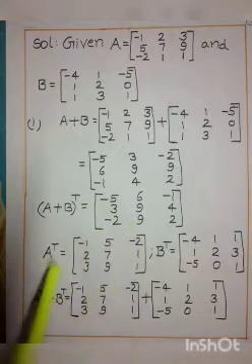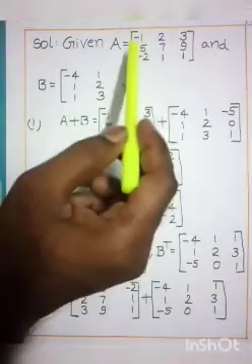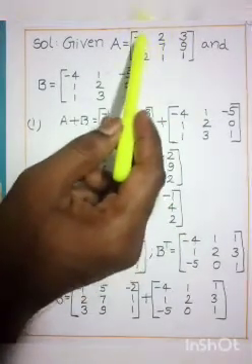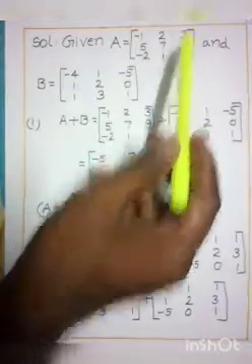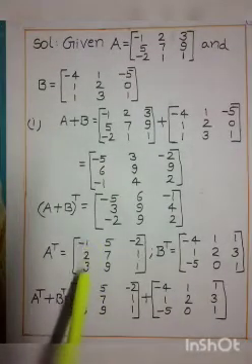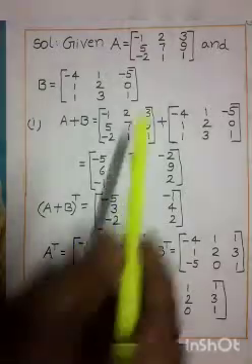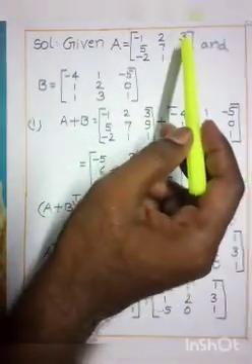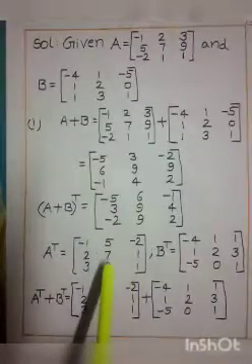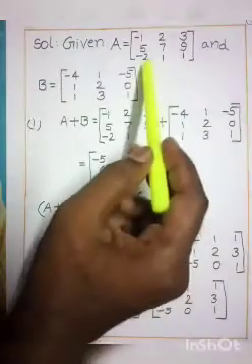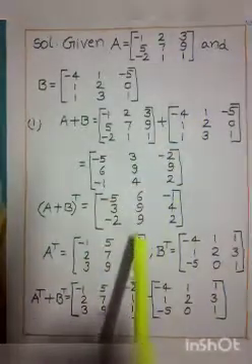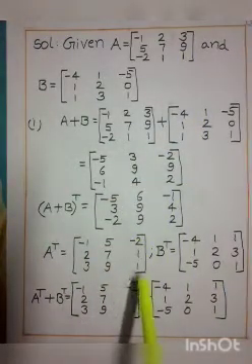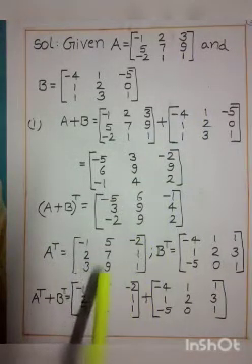Now we find A transpose. A transpose means by interchanging the rows and columns in the matrix A, we get A transpose. So minus 1, 2, 3. So I am writing here as a first column minus 1, 2, 3. Second row 5, 7, 9. We write it as second column 5, 7, 9. And third row is minus 2, 1, 1. We write this third row as third column minus 2, 1, 1. Then we got here A transpose.